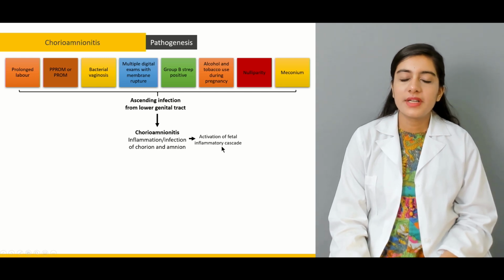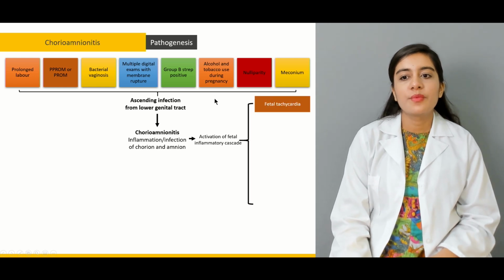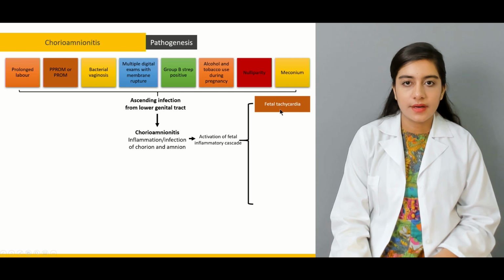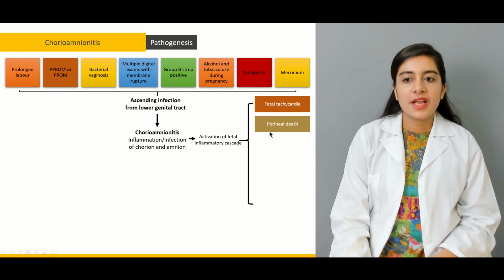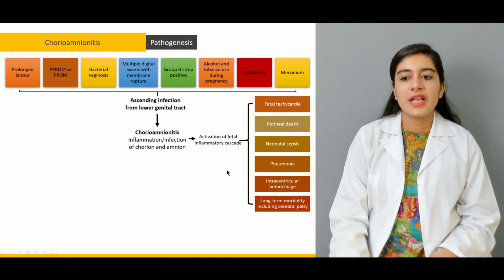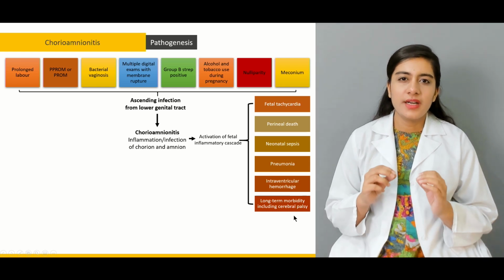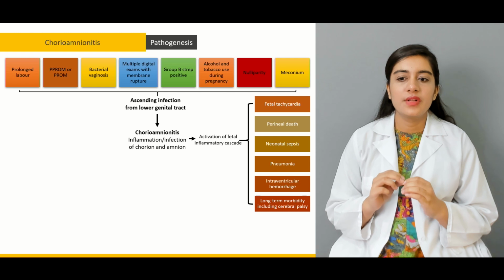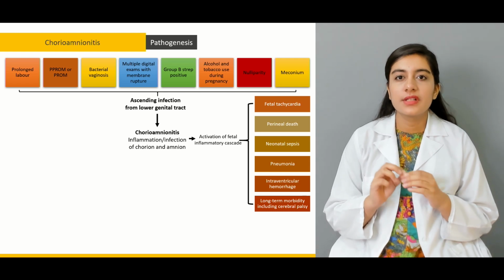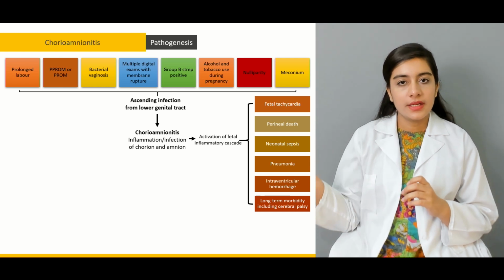Now, activation of the fetal inflammatory cascade inside the fetus, the signs and symptoms that are going to be produced. The first one is fetal tachycardia. Then we have perinatal death, neonatal sepsis, pneumonia, intraventricular hemorrhage, and finally long-term morbidity including cerebral palsy. If the child has been born, he or she will be suffering from severe diseases and will suffer from these diseases for a very long period of time in the coming life.